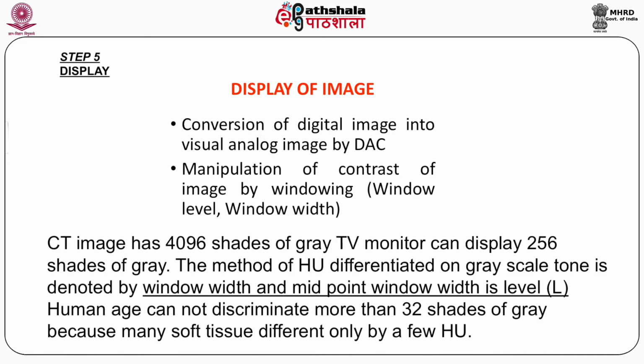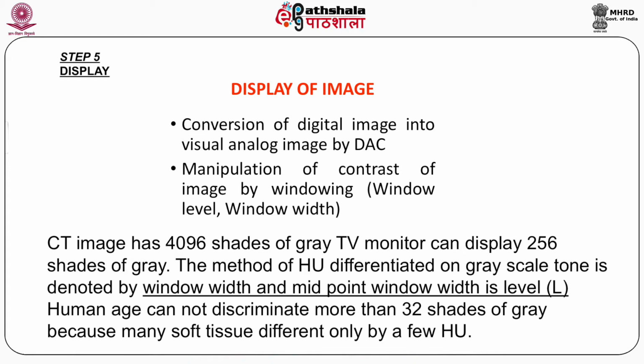So the next step is display of the image. In the display of the image, the entire CT image having 4096 shades of gray is to be displayed on 256 shades of gray on the TV monitor, and therefore we need a certain kind of post processing manipulation that is done by using windowing, window width and window level.